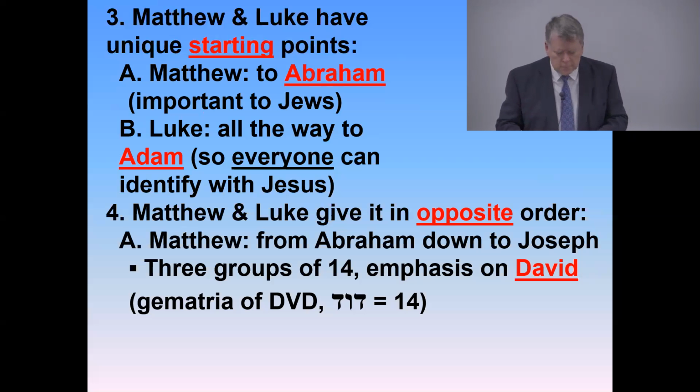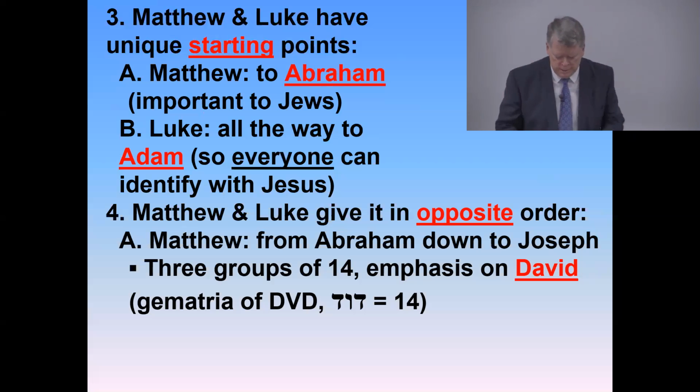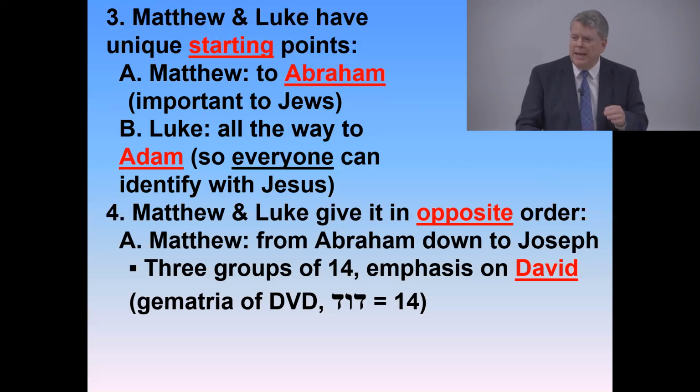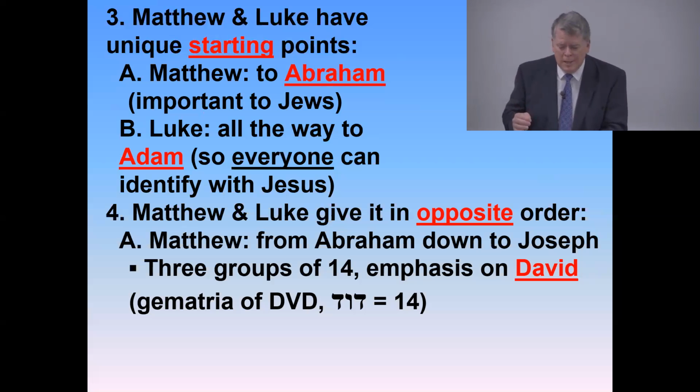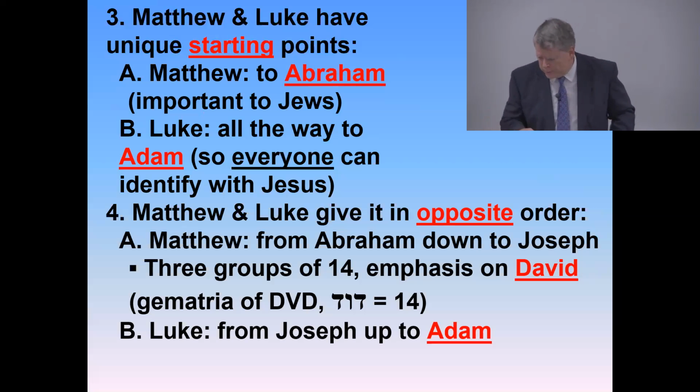By the way, a DVD disc that I think people still use sometimes, a DVD has 14 tracks? Not really, just kidding. But the Hebrew consonants for David do equal 14. Did I get some of you on that one? That's gematria, and so there is some gematria in the Bible. All right, so then Luke goes all the way back to Adam. And it's time to end.